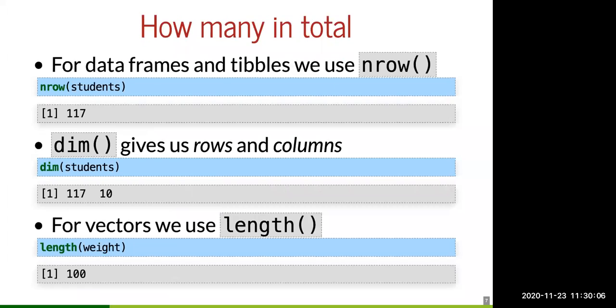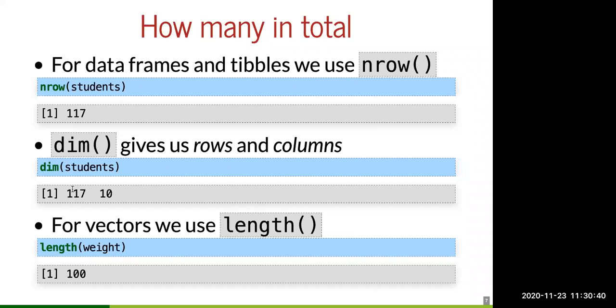So, for example, this is a very crowded slide, but I think you will be able to follow it. For data frames and tables, we have the question, how many people? And the function to answer that question is nrow. Nrow tells you how many people, okay? There is another function that most of the time you want to use. Sometimes you want to use it because it's giving you, with one question, two answers.